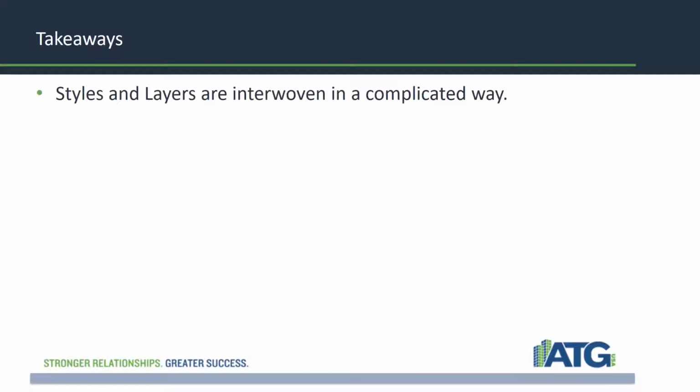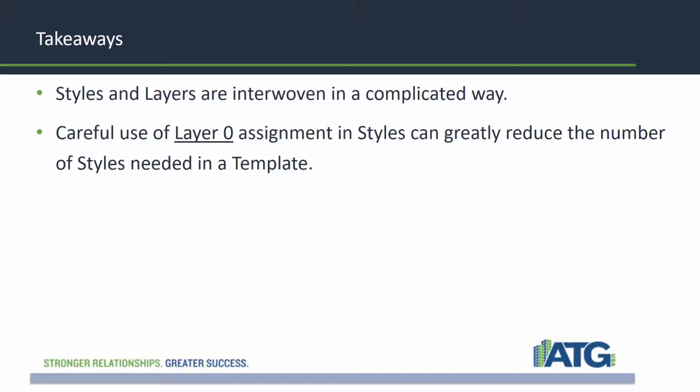So in conclusion, what did we learn today? Well, we were reminded that styles and layers are interwoven in a very complicated way. But when we use layer 0 assignment and styles, and when we're careful about it, we can really reduce the number of styles that we need in a template. We don't need a label for our storm and our sanitary and our water and our pipe 1 or pipe 2 or inside wall, outside wall. We create a style, it goes back to layer 0, and then layer 0 says, oh, I know what pipe network I'm associated to, I'm associated to that one, I'll use those layer settings.